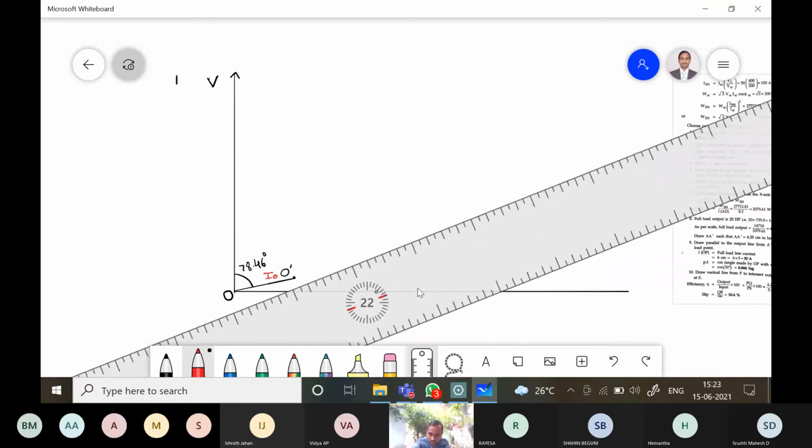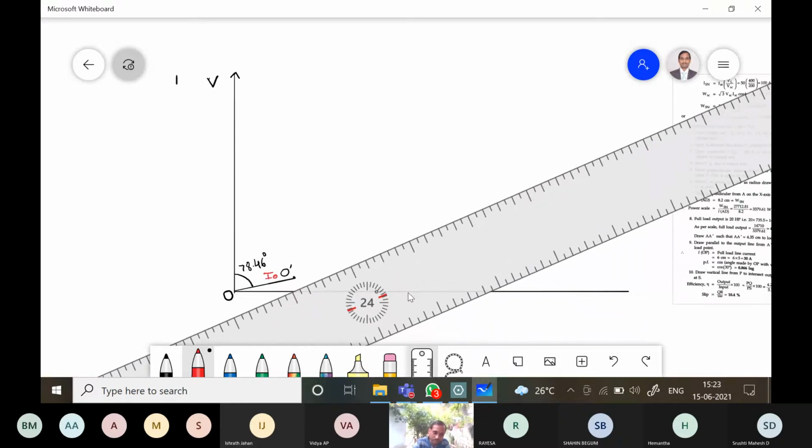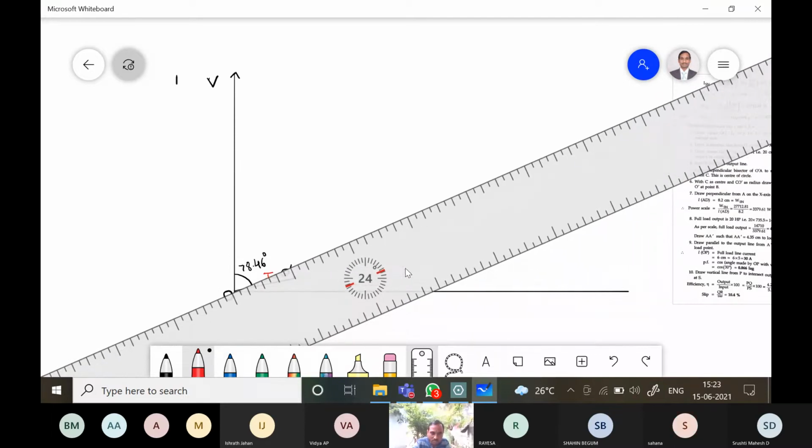So take 66.4 from the y-axis. I am measuring the scale from the x-axis, that is 23.6 degree, nearly 24 degree. So how much do you want to draw? 20 centimeter we need to draw.